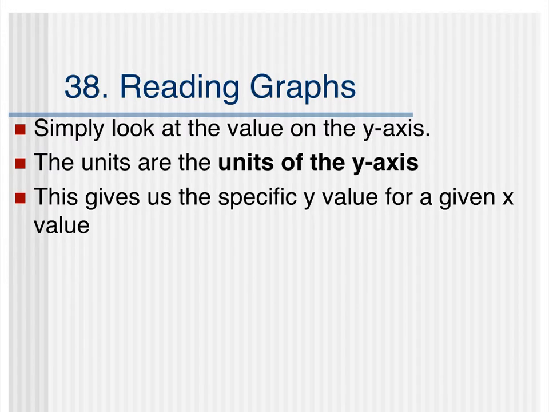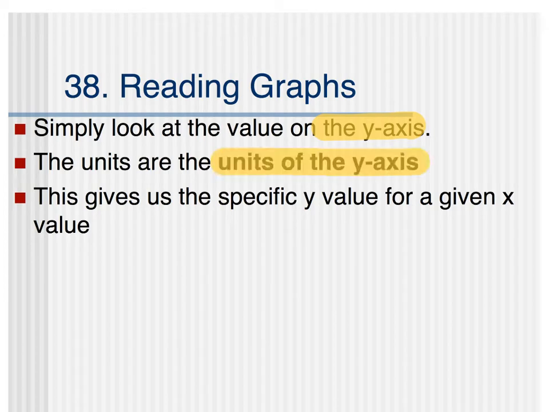The first and most basic one is reading the graph, and all we're doing here is just looking at the y-axis to see what values we have, usually for a given x value. The units are simply going to be whatever the units are on the y-axis. And the meaning of it is we're getting a specific y value for a given x value.